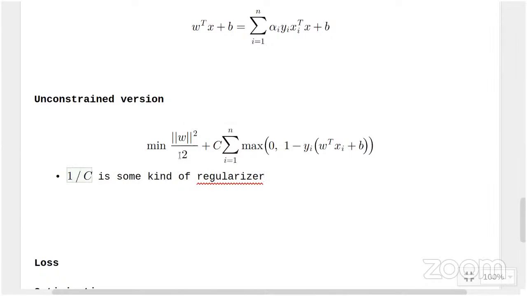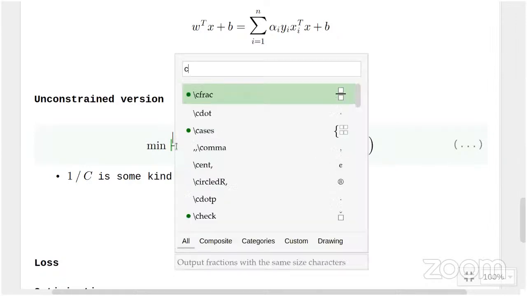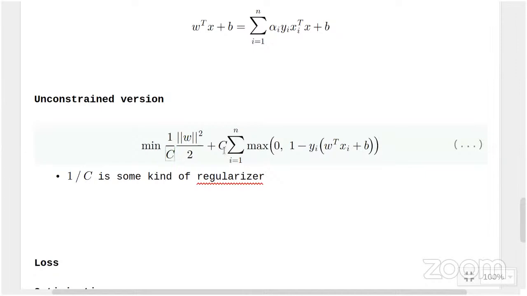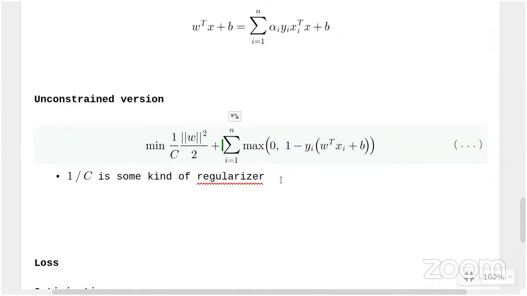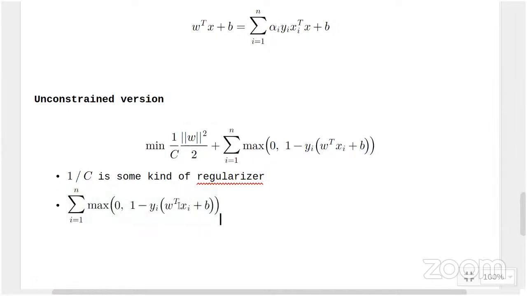because in linear regression and logistic regression we had lambda times the norm of w squared, right? Whereas here, if you divide this expression by C, the maximum will not change. So 1 by C is some kind of a regularization constant, okay? And this term is what we call the hinge loss. This is basically some kind of misclassification loss.